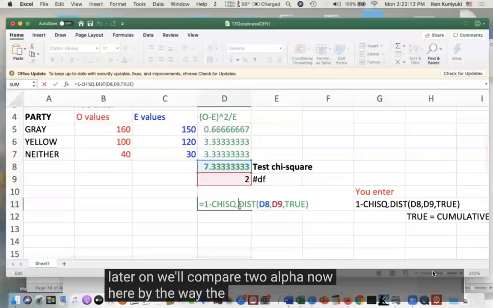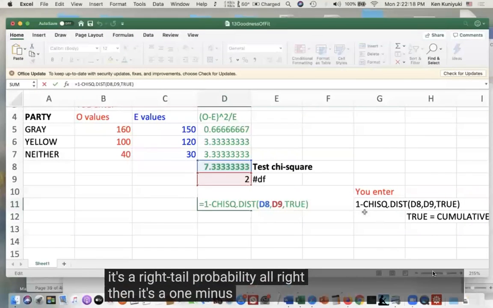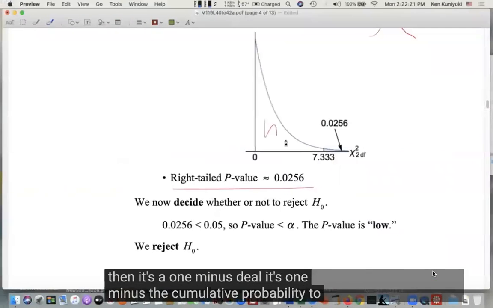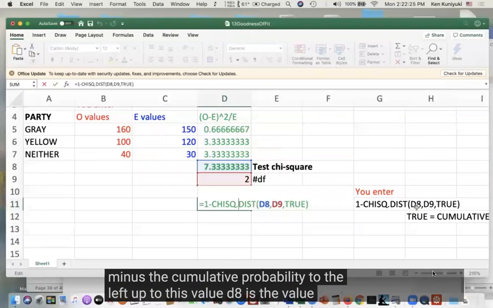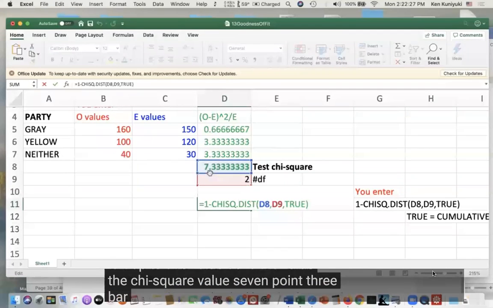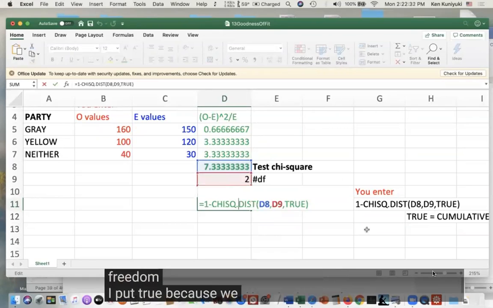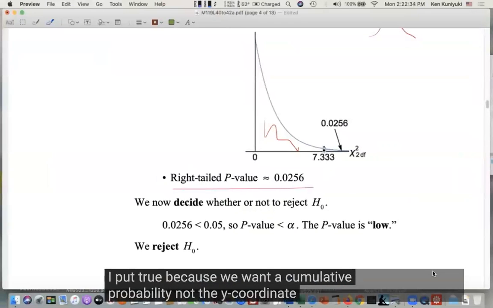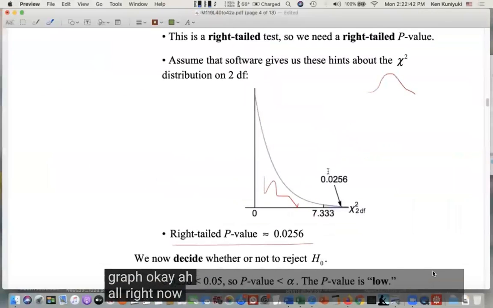Now here, by the way, the Excel command, since it's a right tail probability, is a 1 minus deal. It's 1 minus the cumulative probability to the left up to this value. D8 is the value, the chi-square value, 7.3 bar. D9 is the number of degrees of freedom. I put true because we want a cumulative probability, not the y coordinate up here. I don't know why you'd want that. Maybe the graph.